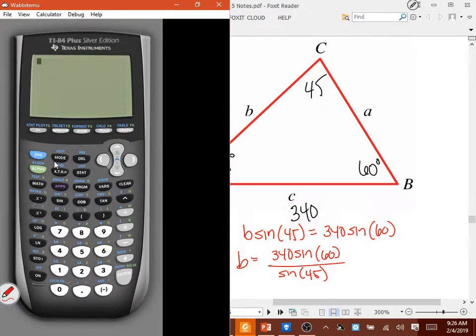Okay, so that is good. Now I'm going to go 340 sine of 60, and we'll divide that by sine of 45. And it gives me that number right there. So that is the value of B.